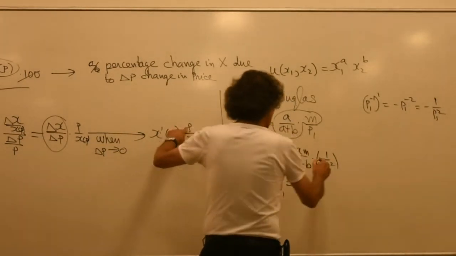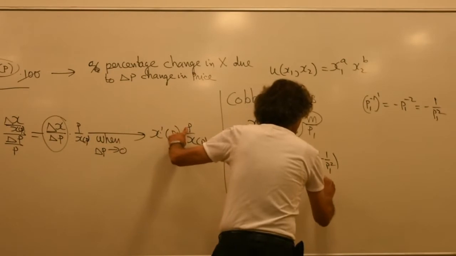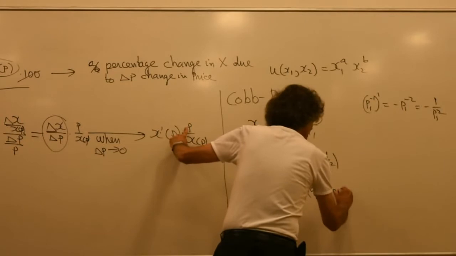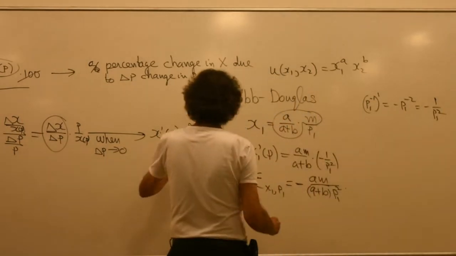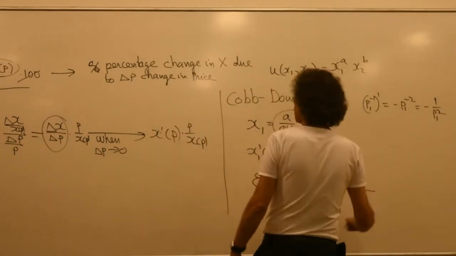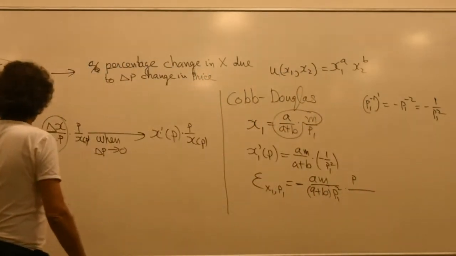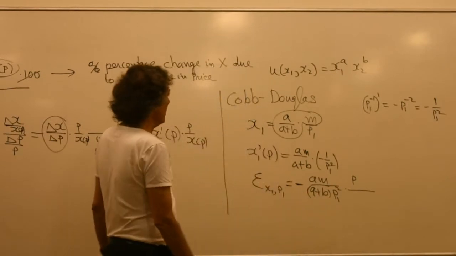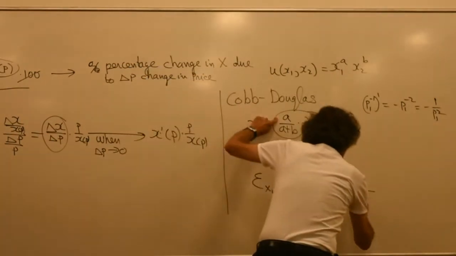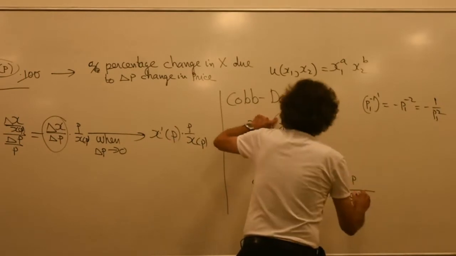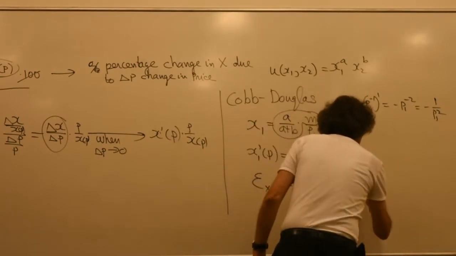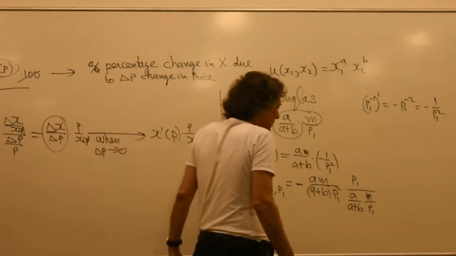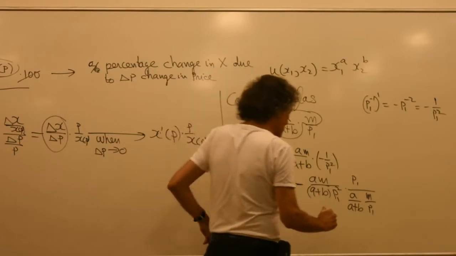what? The derivative times p, so it's negative am over a plus b p1 squared, this is this part, times p over x1. Here it's x, but over x1. So what is x1 of p? This over a plus b m over p1. So actually we get the constant elasticity, but first let's do it slowly.